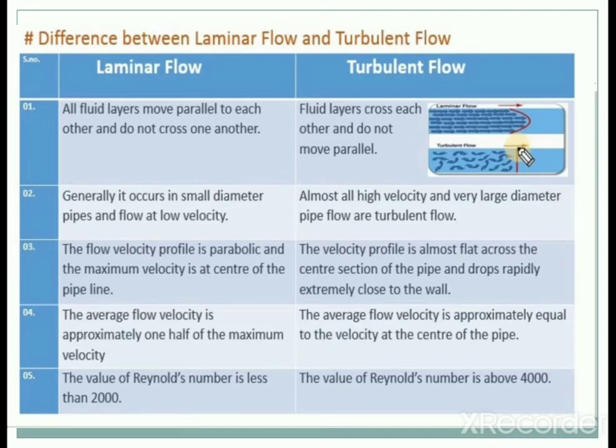In case of laminar flow, the average flow velocity is approximately 1/2 of the maximum velocity. And in turbulent flow, the average flow velocity is approximately equal to the velocity at the center of the pipe. In laminar flow, the value of Reynolds number is less than 2000, and in case of turbulent flow, the value of Reynolds number is above 4000. So this is about laminar flow and turbulent flow.